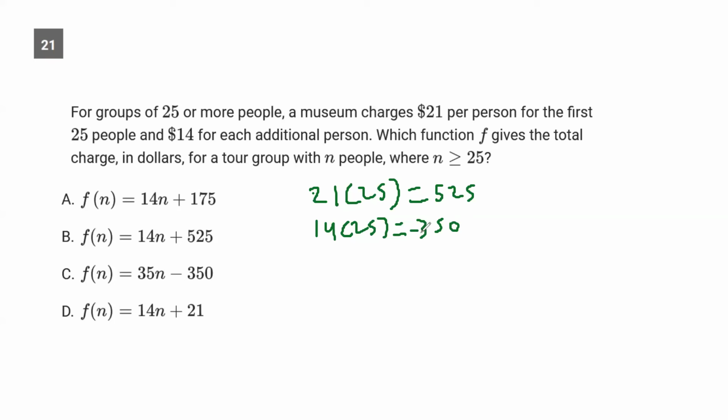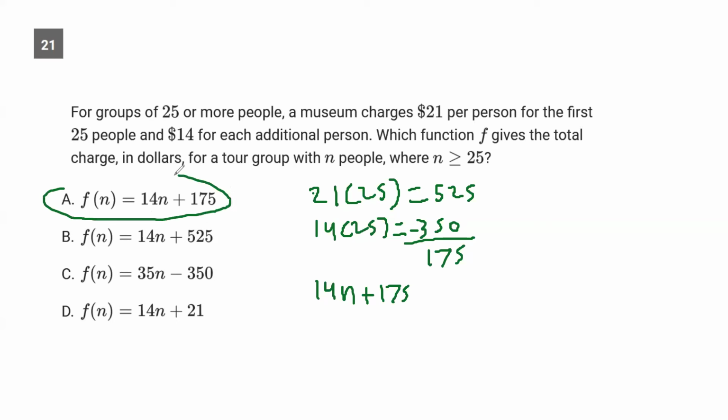And then when you subtract, you get 175, right? If it had always been 14 all along, we would have gone 350, but we're adding 175 on, which is helpful. So then we can say 14N, that's the rate of change, right? The price, plus this original 175. And it wouldn't work if N were like 20 or something, because at 20, it's not working, but it's 25 or greater, and that gives us A.